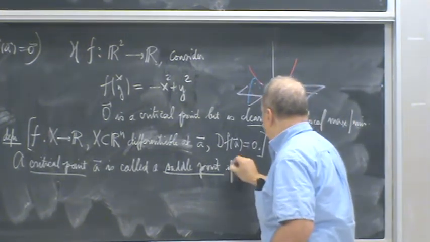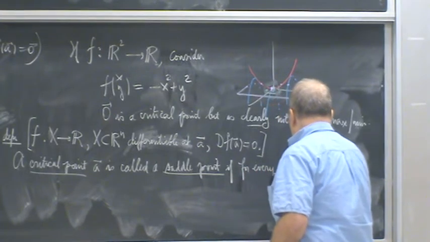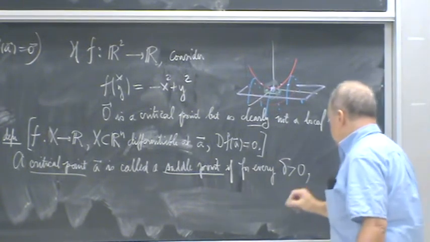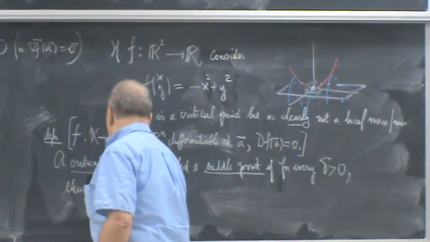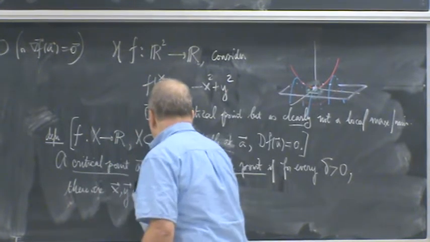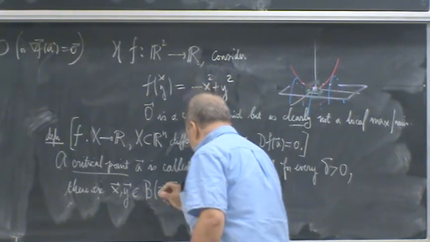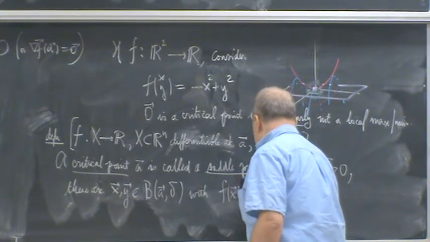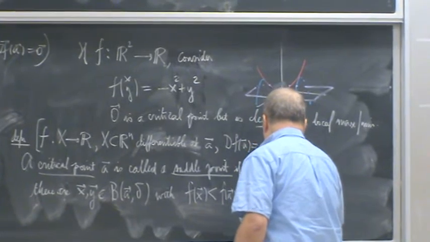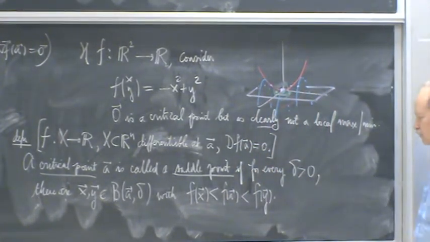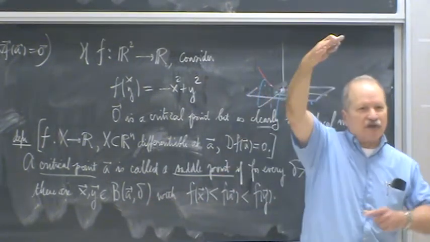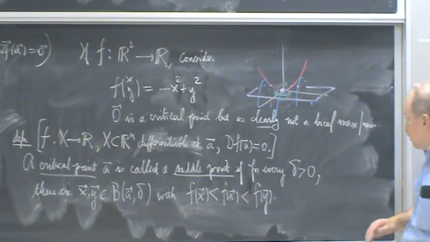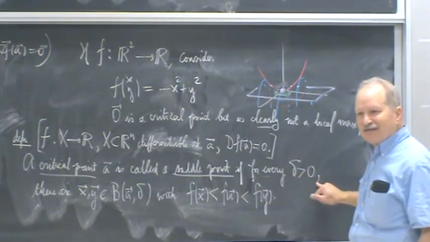So it's called a saddle point if for every ball, think small ball, centered at A, there are points x and y in the ball centered at A where f of x is less than f of A and f of y is bigger than f of A. So arbitrarily close to A, there are points both above and below the height of f of A. What I believe the author screwed up was requiring that this be true for every delta.